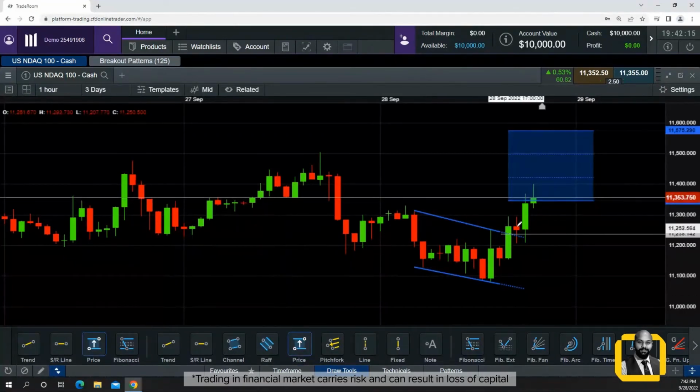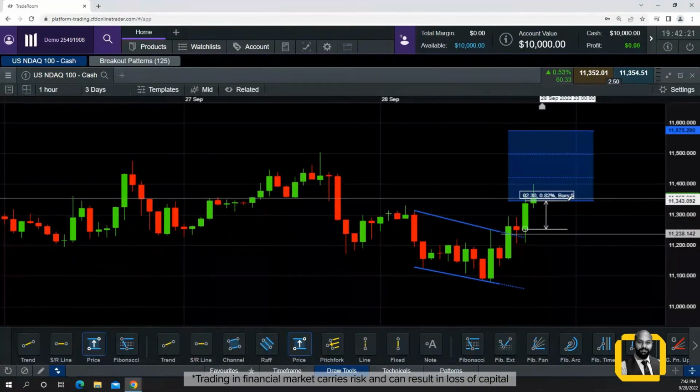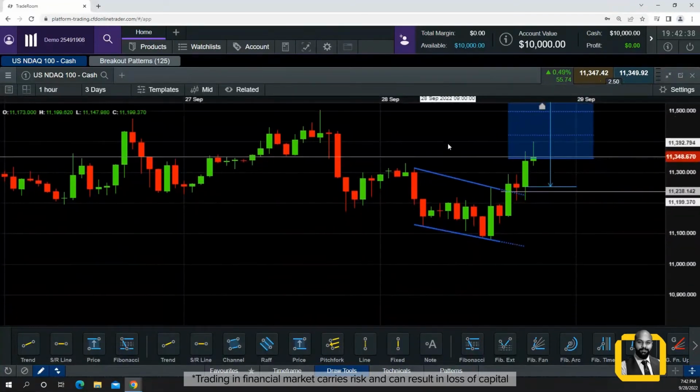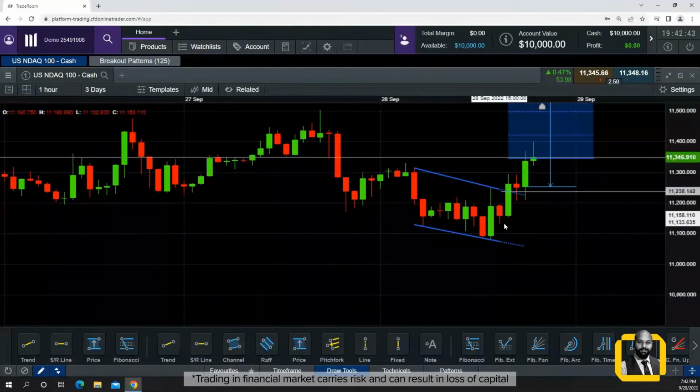So the breakout happened here, and once you enter here, your first target gives you a return of almost 0.8%, almost 1% return. Your second target is about 1.5% return, and your third target is almost 2.8% return. Now, once you have identified what kind of return you're ready to take advantage of, the first most important thing before you enter the trade is your risk management.